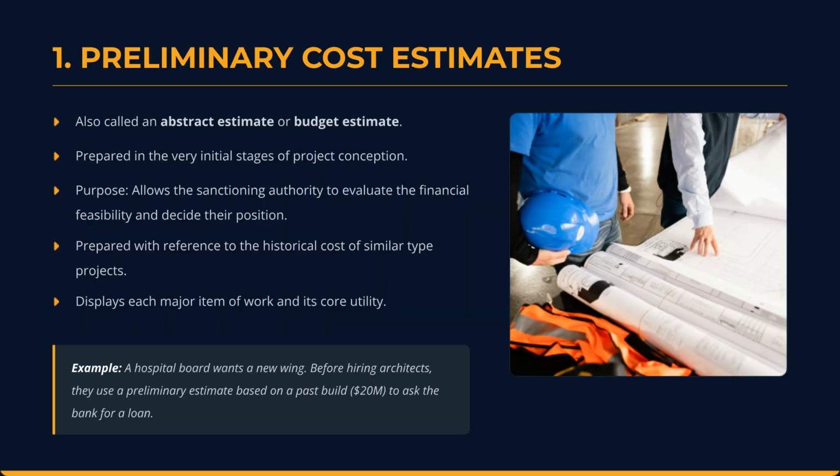Let's look a bit closer at the preliminary cost estimate, also known as an abstract or budget estimate. This is done very early on. Its main purpose is to show the sanctioning authority, like a bank or a board of directors, if the project makes financial sense. We usually calculate this by looking at the historical costs of similar past projects. For example, if a hospital board wants a new wing, they use a preliminary estimate based on a past build, say 20 million rupees, just to see if they can get a bank loan before they even hire an architect.